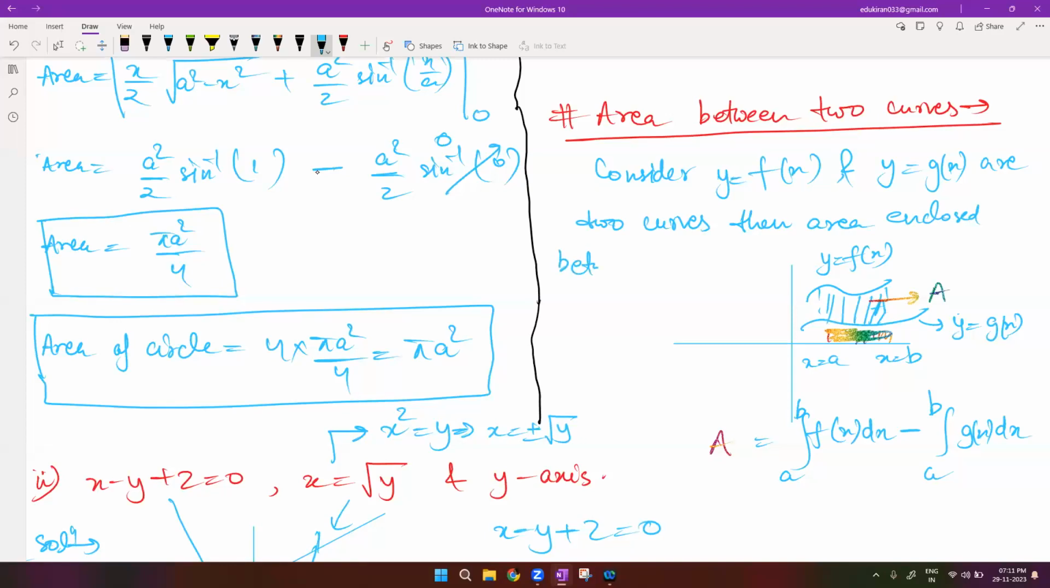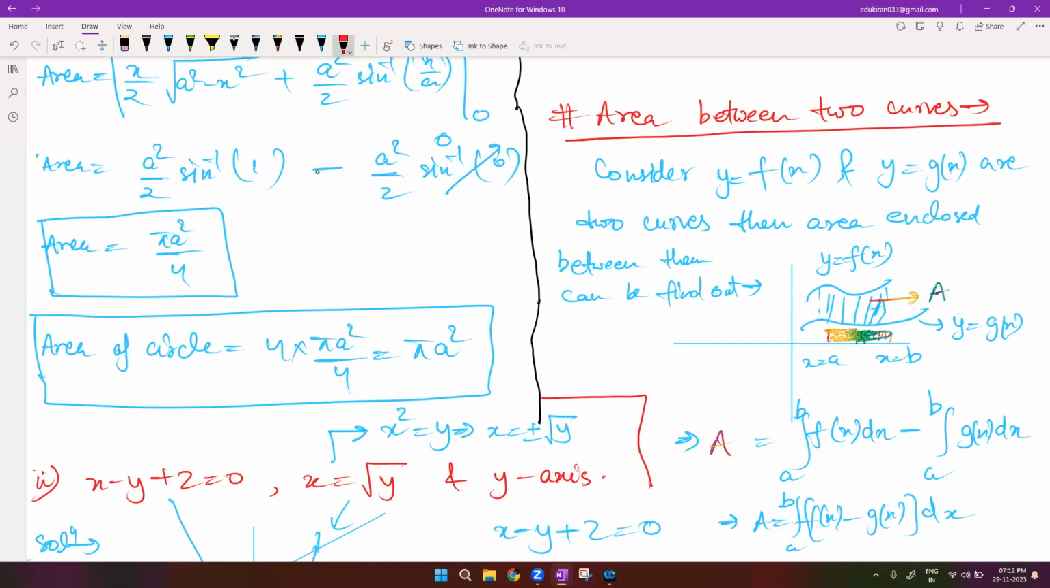Then the area enclosed between them can be found, and using this simple application, you can write this directly as fx minus gx. So you subtract the lower curve from the upper curve to find the area between them. Now also understand its application. The second question, in fact all of the questions that we will solve now, will be applications of this simple concept, area between two curves only.